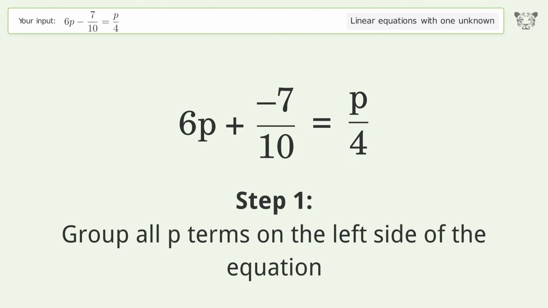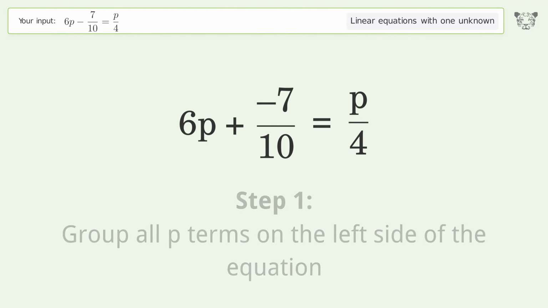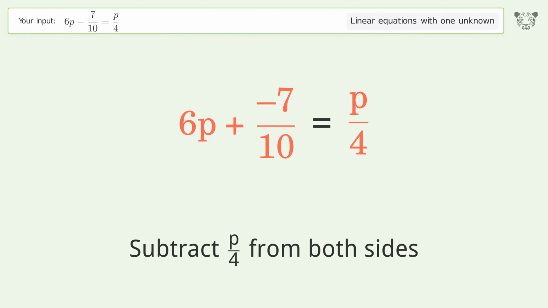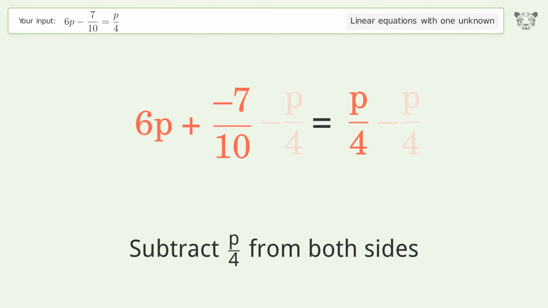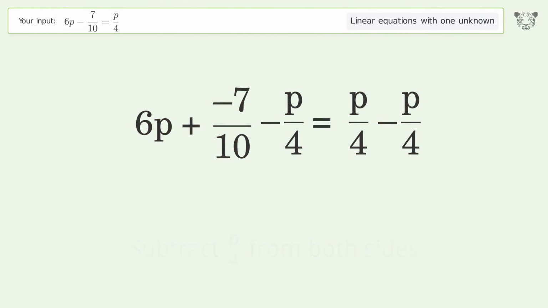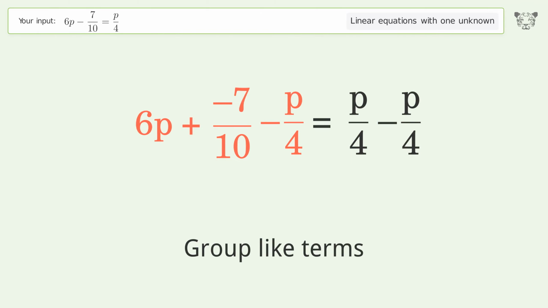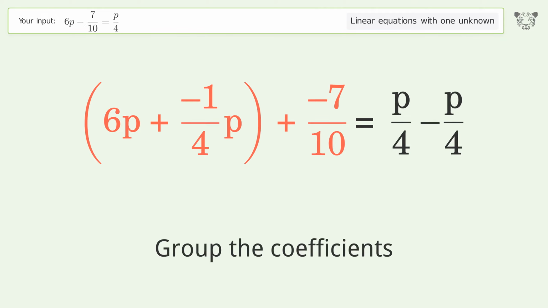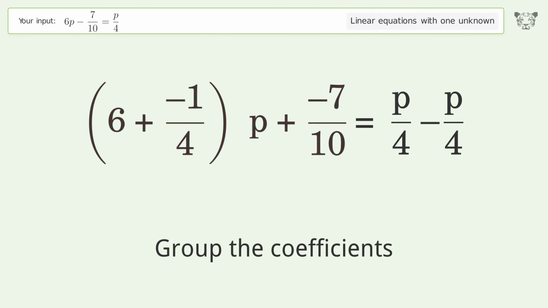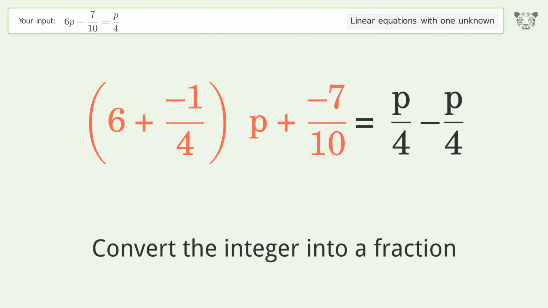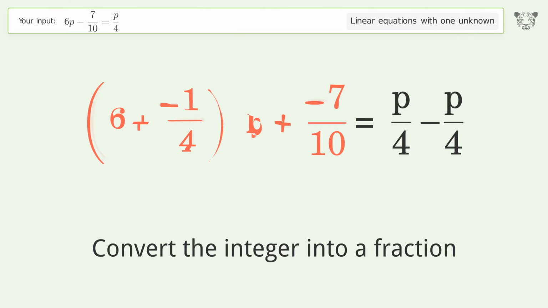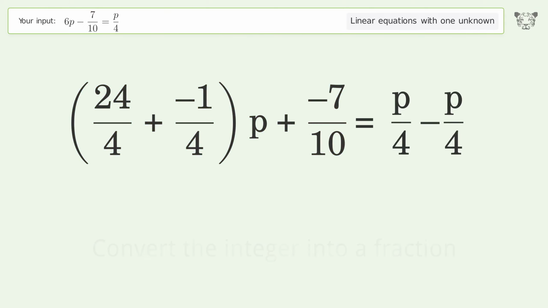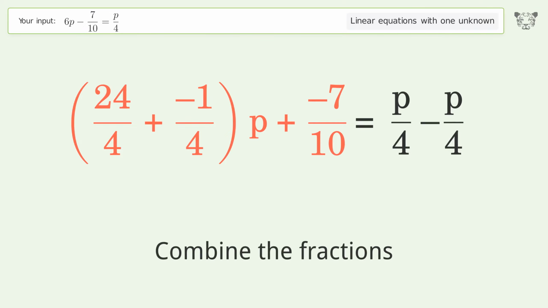Group all p terms on the left side of the equation. Subtract p over 4 from both sides. Group like terms. Group the coefficients. Convert the integer into a fraction. Combine the fractions.